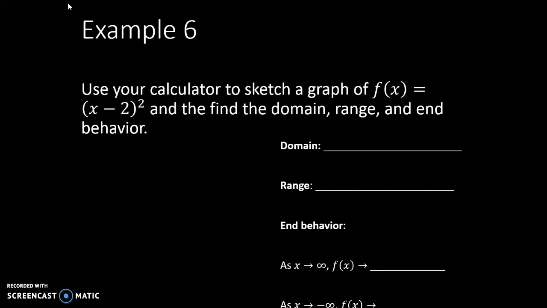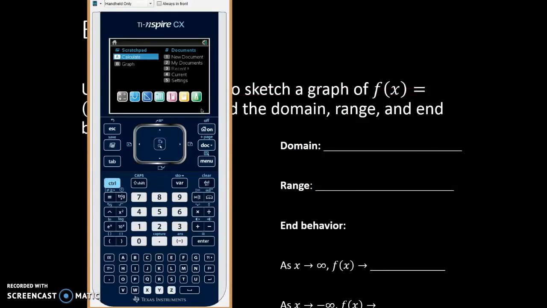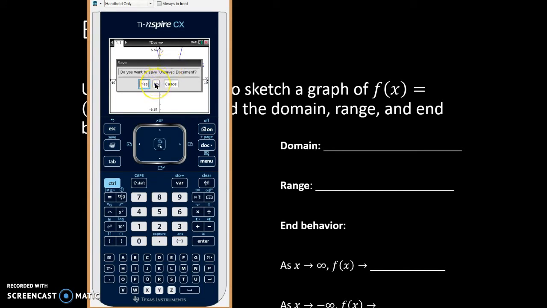Okay, the last example asks you to use your calculator to sketch a graph of f of x equals x minus 2 squared. I'm going to show you how to use your calculator in case you haven't done that before. So I'm going to encourage you to stay away from the scratch pad grapher and to get used to using documents. So we'll open a new document. No, we don't want to save the old document. And then we're going to add a graph.